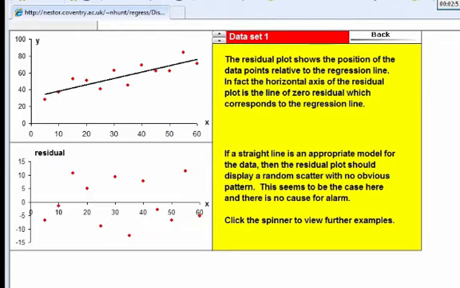If a straight line is an appropriate model for the data, then the residual plot should display random scatter with no obvious pattern. This seems to be the case here. So there's no pattern here. It's just all over the place. No big outliers.